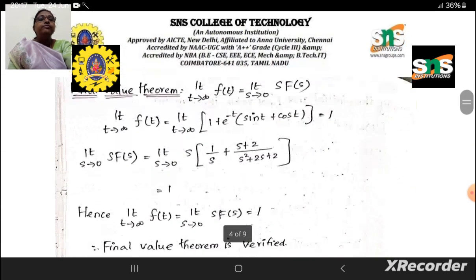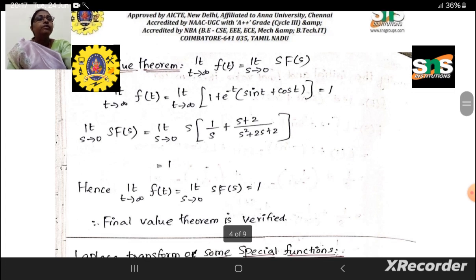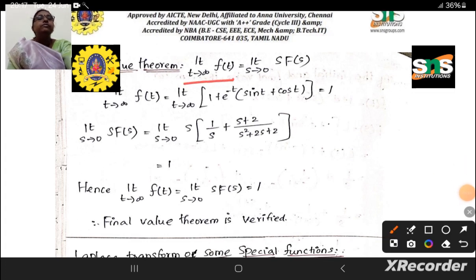Next we go for the final value theorem. So the final value theorem is nothing but the limit t tends to infinity of f of t, which is equal to limit s tends to 0 of s into F of s. So first we apply it for this function f of t with the limit t tends to infinity. So e power minus infinity is equal to 0. So 0 into any value is equal to 0, so you will get this 1 alone. So the value of the left hand side is 1.